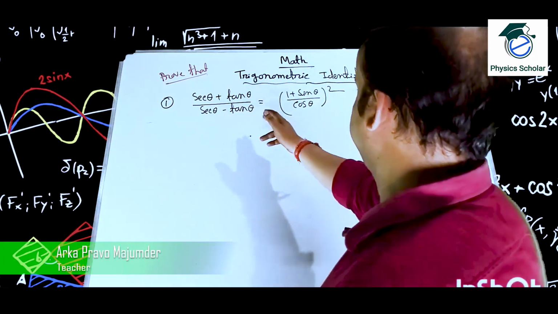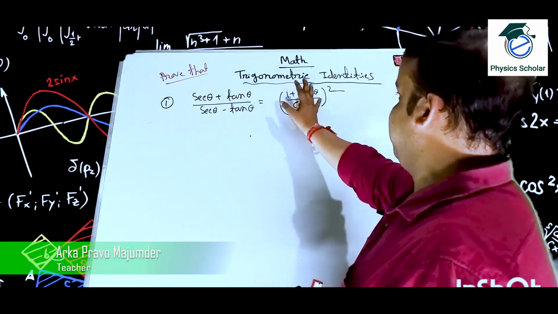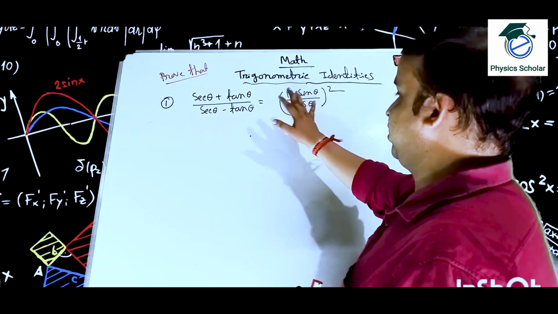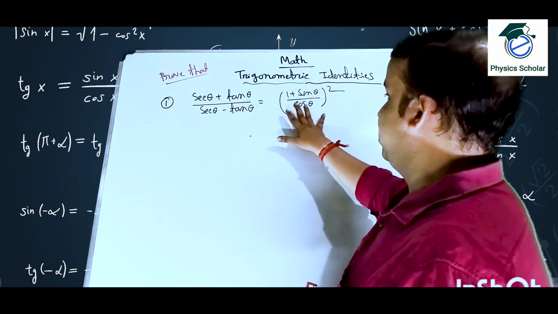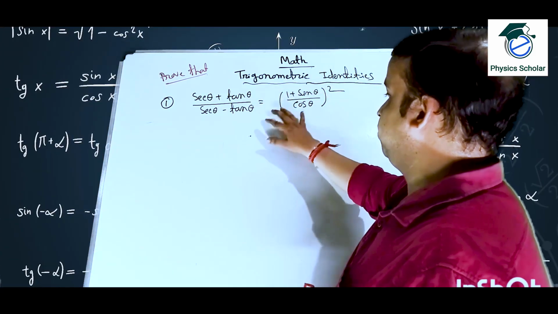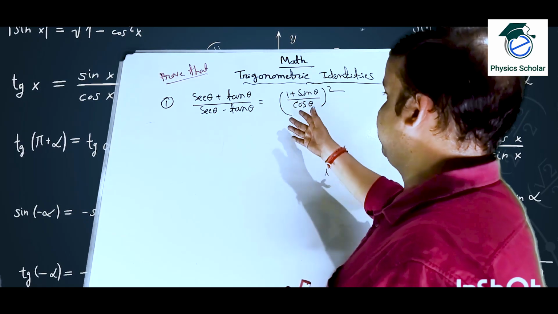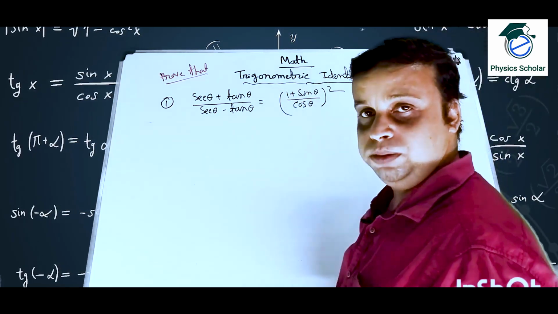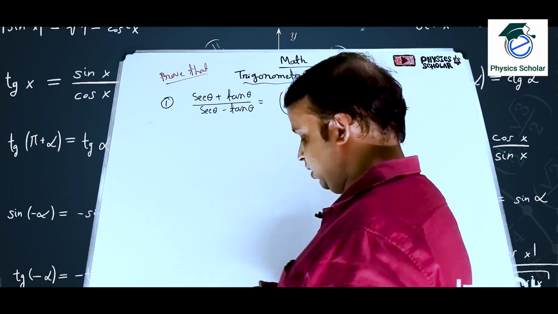So here it is a proof. We have to do a proof, which means the answer is given. We have to prove left hand side is equal to right hand side. This we will assume as left hand side, and this we will assume as right hand side. We have to prove that the value of the left hand side is equal to the value of the right hand side. Clear? So now let us start.